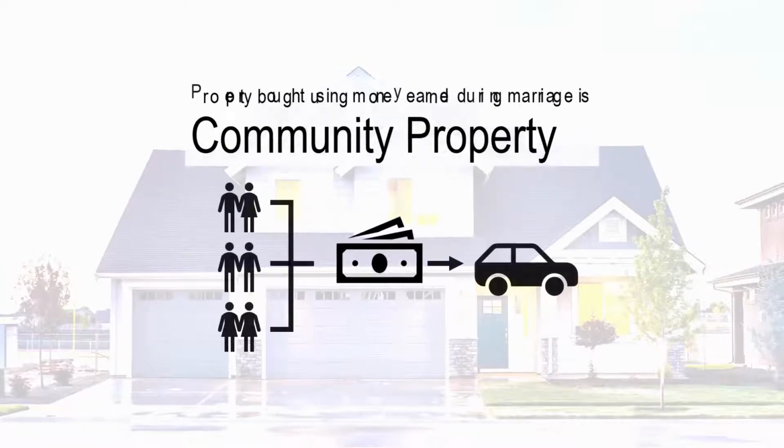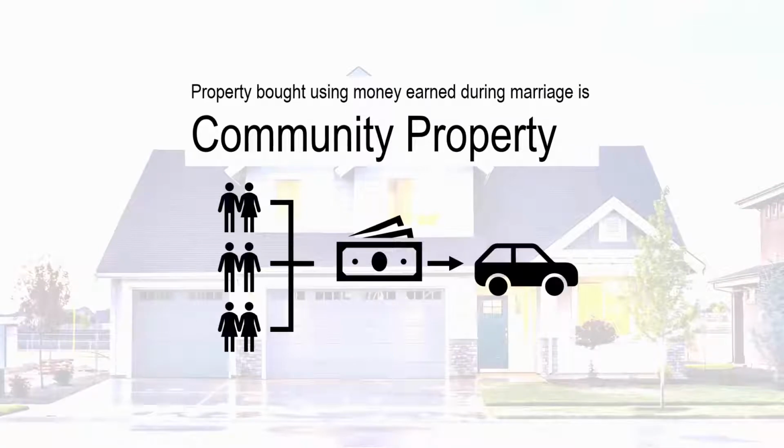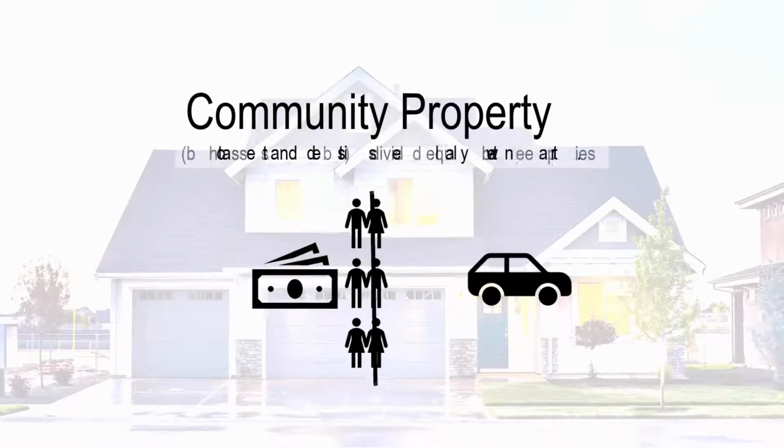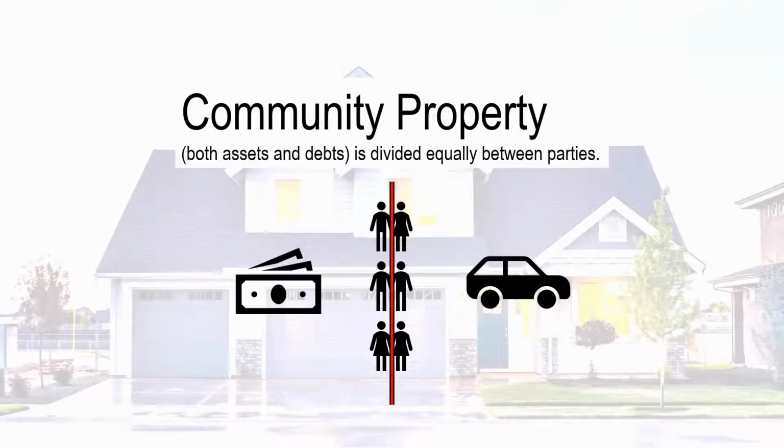You can usually tell if something is considered community property by looking at where the money used to buy something came from. For example, if you used money that one of you earned during your marriage to buy a car, it is considered community property. It does not matter whose name is on the car title or who actually uses or physically has the car. Community property, both assets and debts, is generally divided equally between parties.